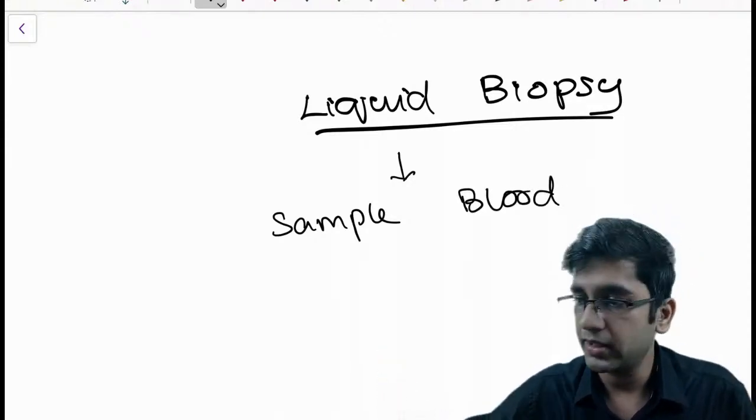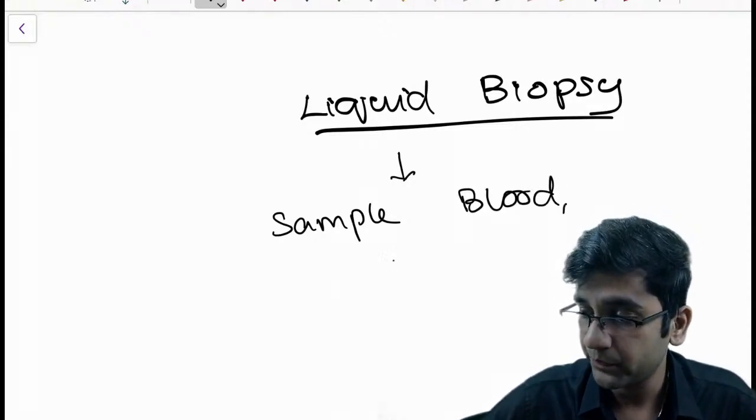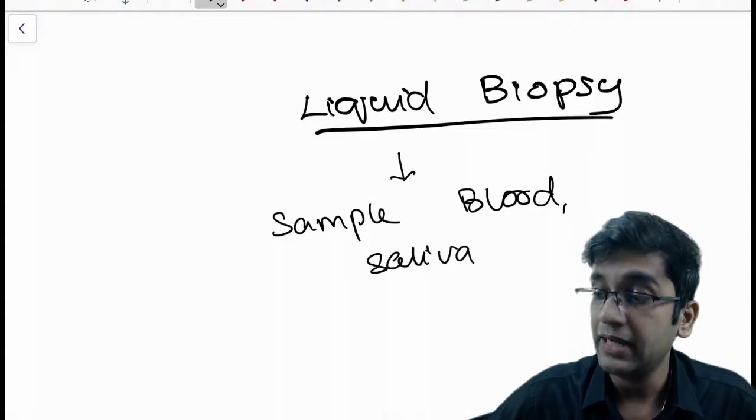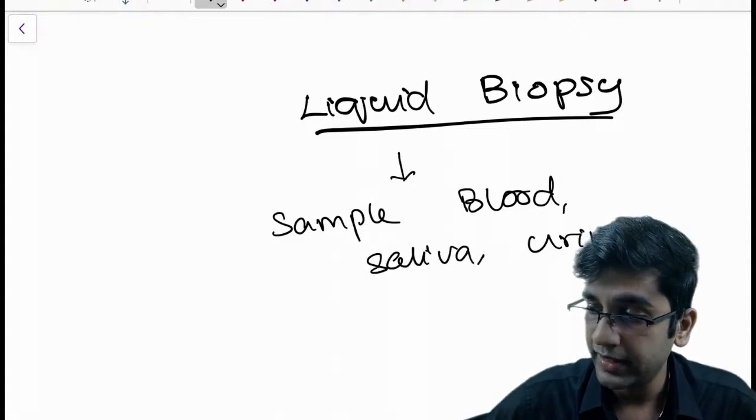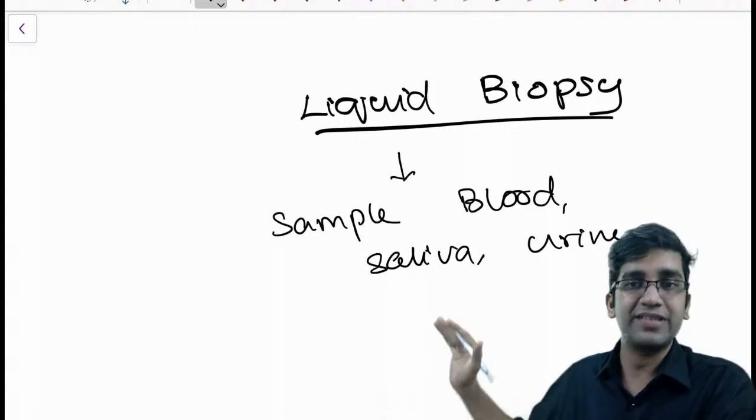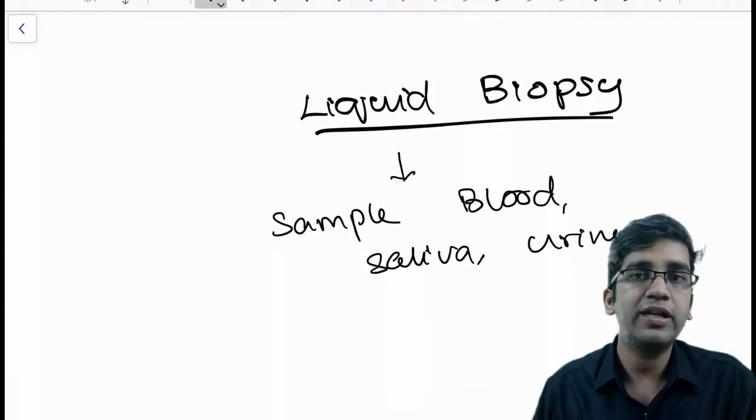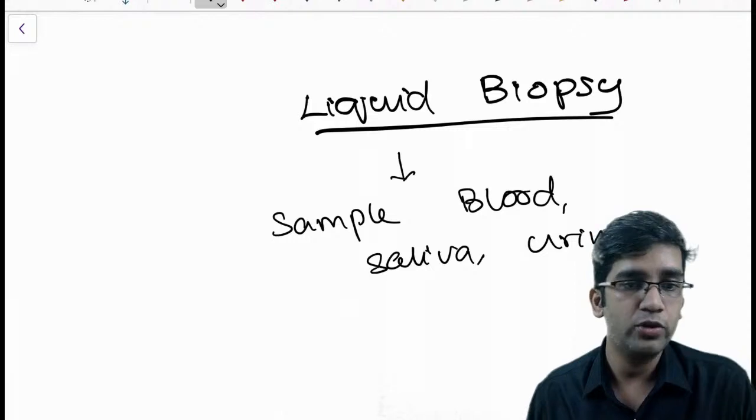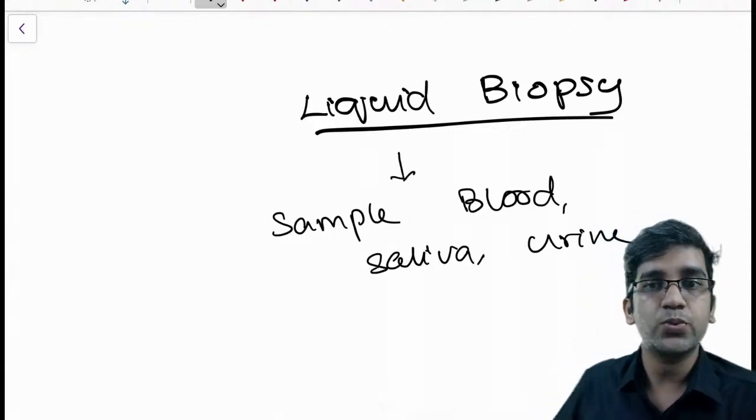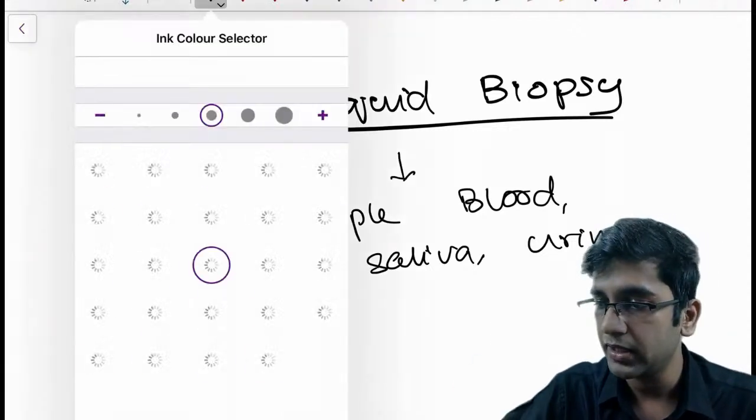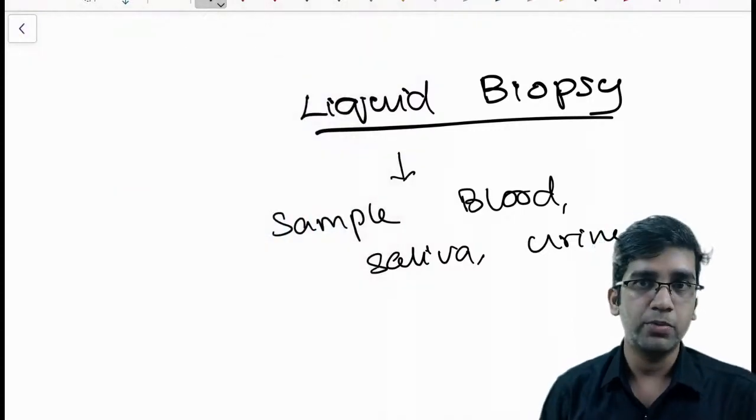plasma or anything in the blood, can be saliva, can be urine, anything of the liquid material. We are going to sample it and understand about it and see how it's going to be helpful for us in the diagnosis. That's why we use the term liquid biopsy. That's the reason for using the term liquid biopsy.